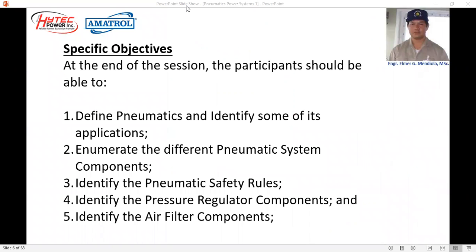So before we start our session, allow me to present the specific objectives of this webinar. At the end of the session, the participants should be able to, number one, define pneumatics and identify some of its applications. Number two, enumerate the different pneumatic system components. Number three, identify the pneumatic safety rules. Number four, identify the pressure regulator components. And number five, identify the air filter components.